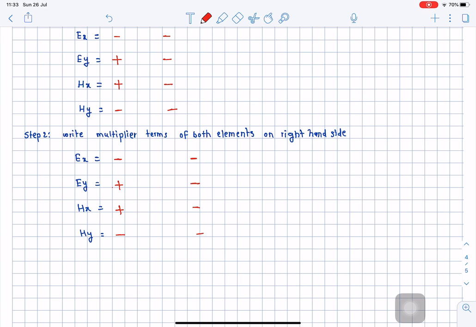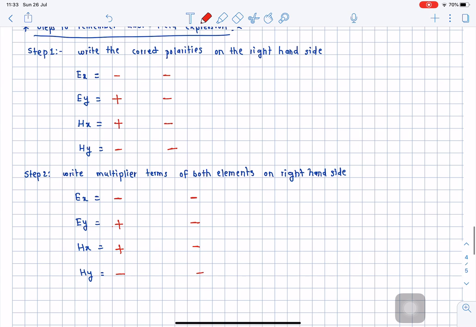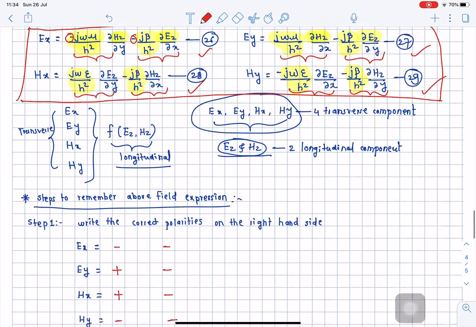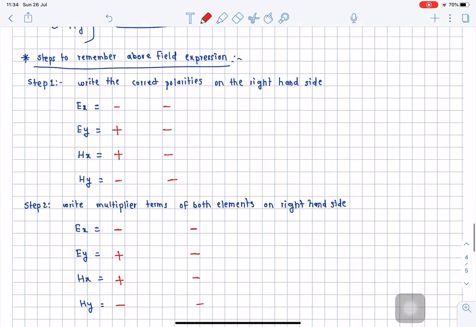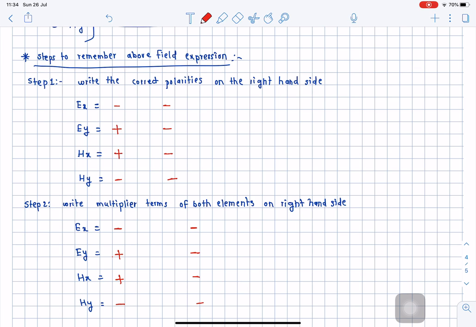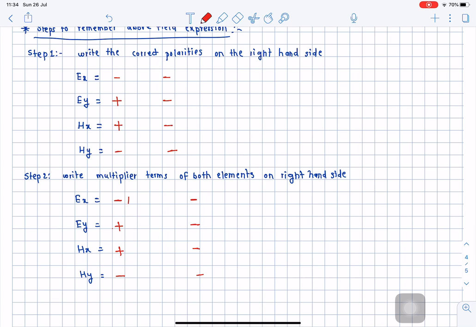So what is the second step then? The second step is to write the multiplier terms on both terms on the right hand side for each component. The multiplier term is j omega mu upon h square for the electric field, and j omega epsilon upon h square for the magnetic field. Here the term j omega mu upon h square is the first multiplier term. The second term is common, that is j beta by h square.